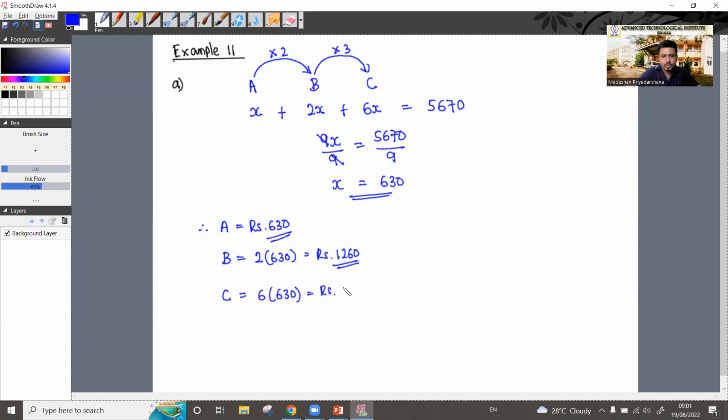6 times the value of x, which is 630. So in total, what should be the amount? 630 into 6, that is 3,780 rupees. Right. So this is how we can distribute this amount, 5,670, among A, B, and C. A should get 630 rupees, B should get 1,260 rupees, and C should get 3,780 rupees. Right. So are you clear with this one?